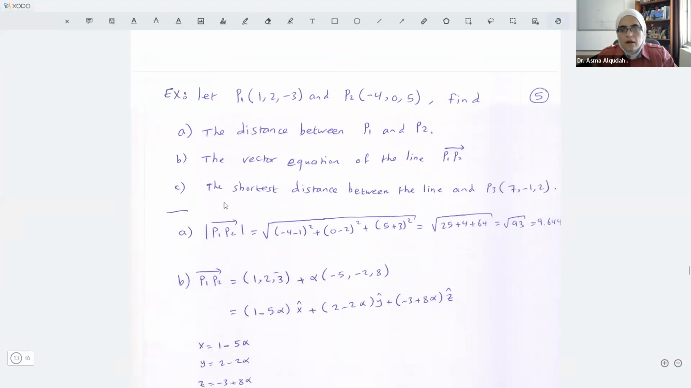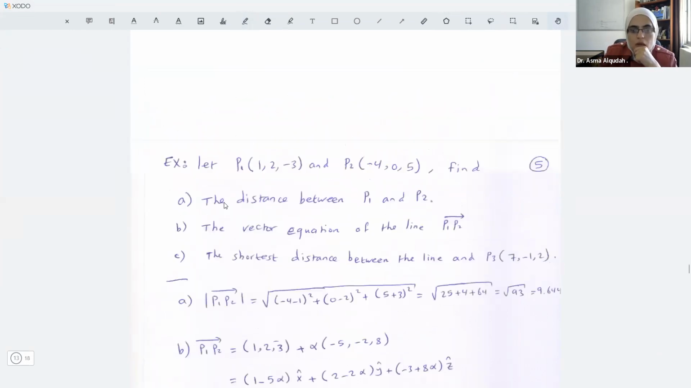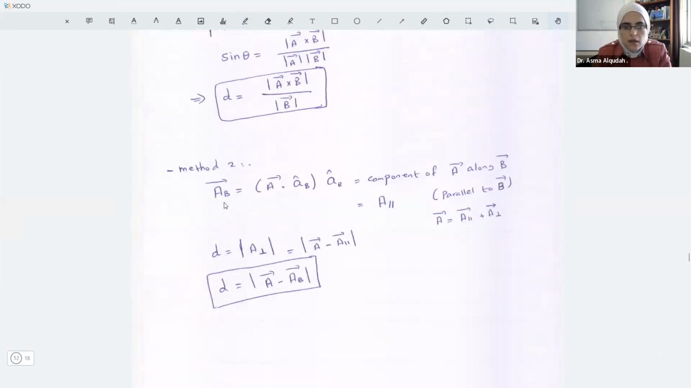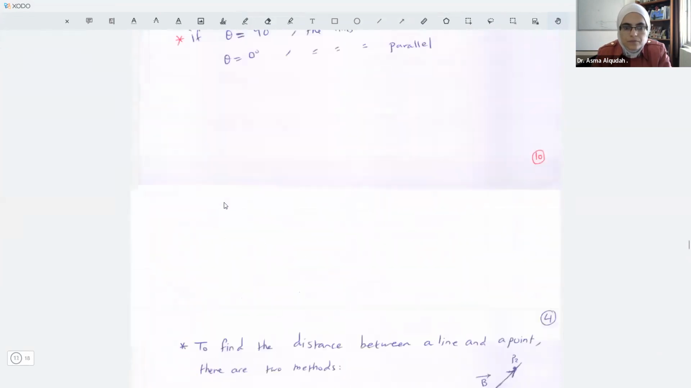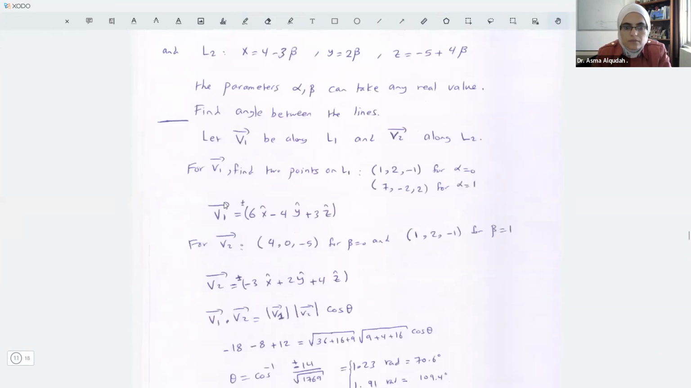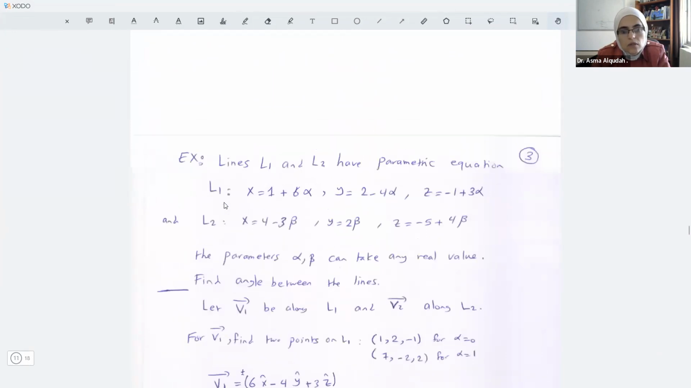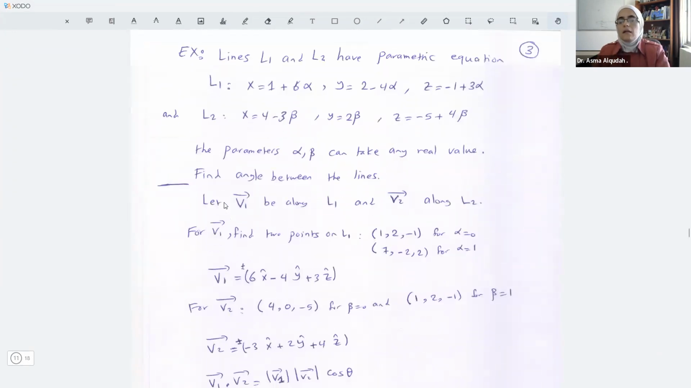طيب، فكنا احنا هون، اتوقع الاكزامبل اللي وصلنا له. وصلنا لهذا الاكزامبل اللي هو كان معطيني البارامتريك equations ل two lines L1 and L2. كان مطلوب مني اني اوجد الانجل between the two lines.